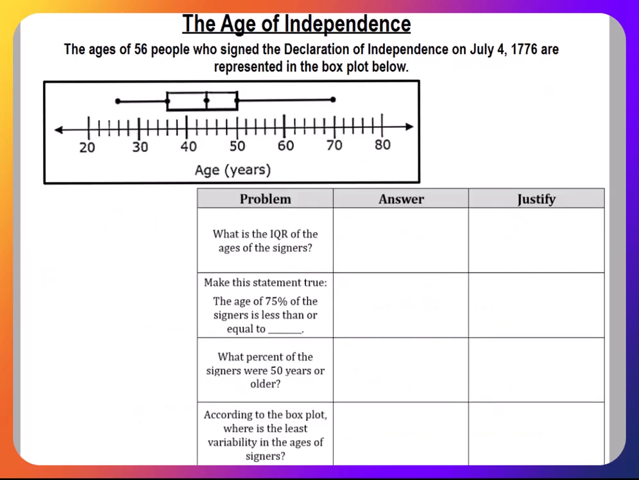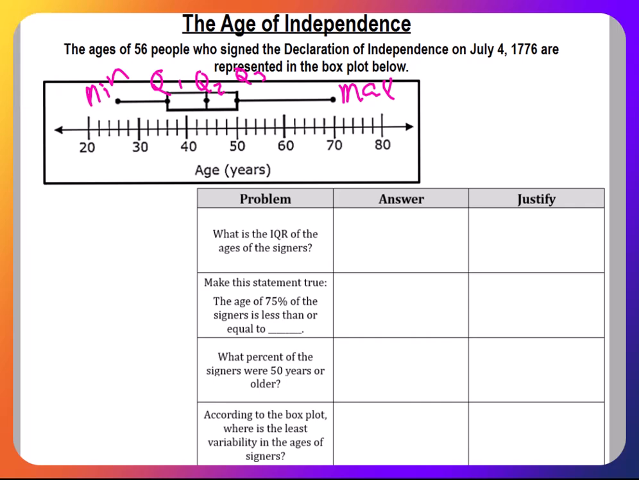Okay, let's take a look at this graph here, this box plot. This is the age of independence. The ages of 56 people who signed the Declaration of Independence on July 4th, 1776 are represented in the box plot below. Whenever I see a box plot and I know I'm going to be analyzing it, I go ahead and identify everything. So I know that this is my minimum. This is my maximum. This is my quartile 1, my quartile 2, my quartile 3, and then I can put my percents.